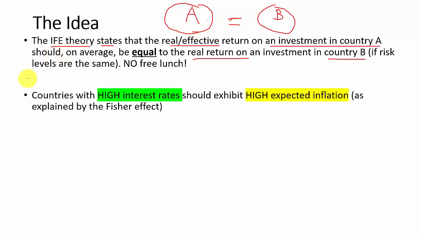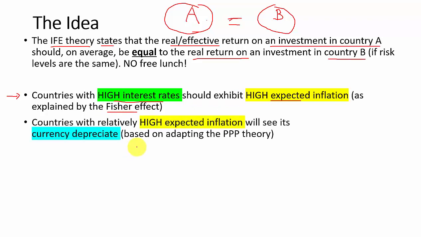Now that leads us to the following argument. The country with a high interest rate should exhibit high expected inflation, according to the Fisher effect. And then the high inflation here, according to purchasing power parity, suggests that the currency should depreciate. Okay? So you see the connection of interest rate, expected inflation, and how the currency changes.